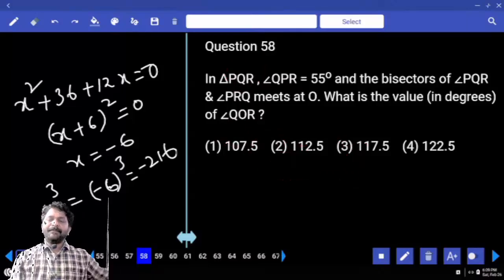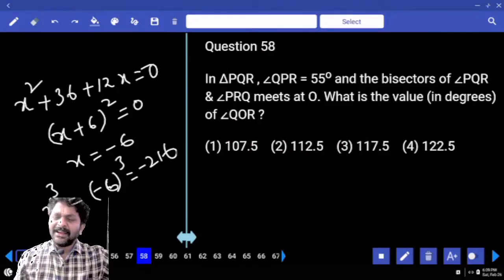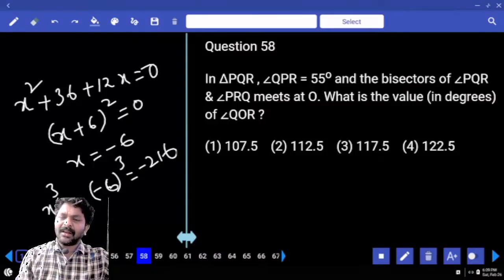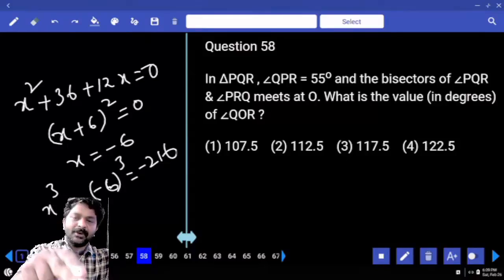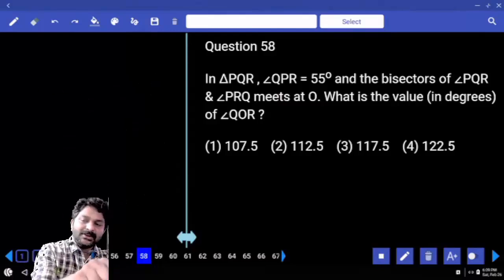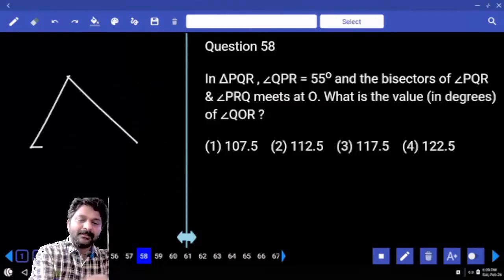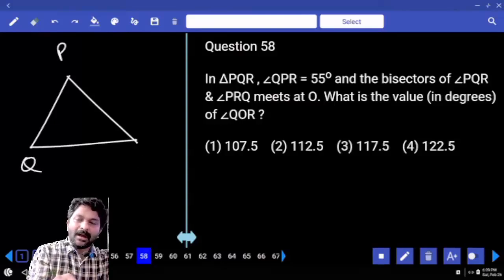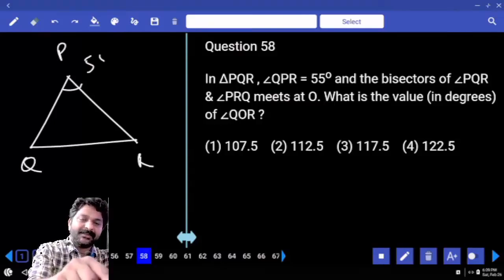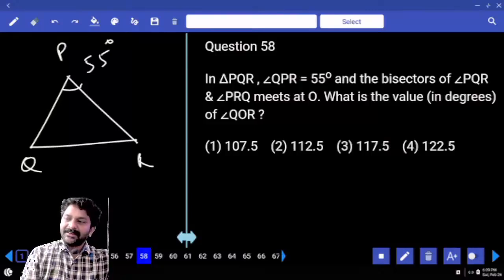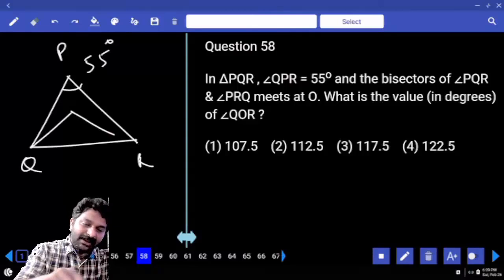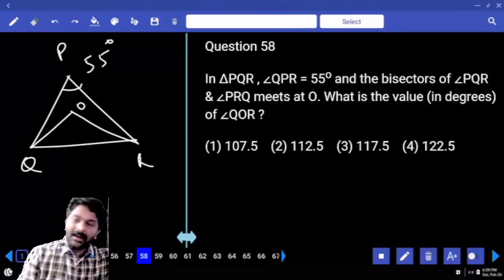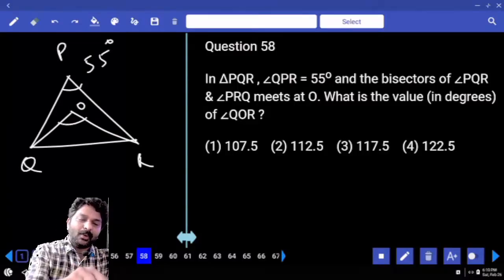58. In a triangle PQR, angle QPR is equal to 55 degrees. The bisectors of PQR and PRQ meet at O. What is the value of QOR? Right. So in a triangle PQR, angle at P is mentioned as 55 degrees. Bisectors of angle PQR, PRQ, right, meet at O, and we were asked to calculate the value of QOR.